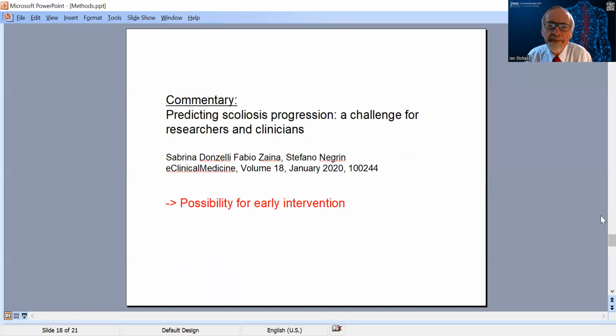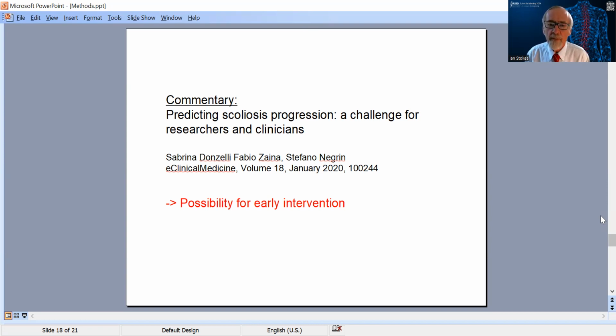So here, Doncelli and colleagues wrote a provocative commentary identifying predicting scoliosis progression as a challenge for researchers and clinicians. Can we rise to that challenge? Of course, it's important because identifying progression gives the opportunity for early intervention when a curvature is small, and the treatment can then be used at an early stage to prevent progression to a larger curvature.